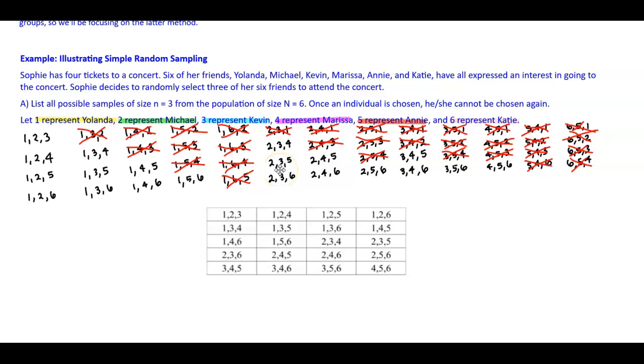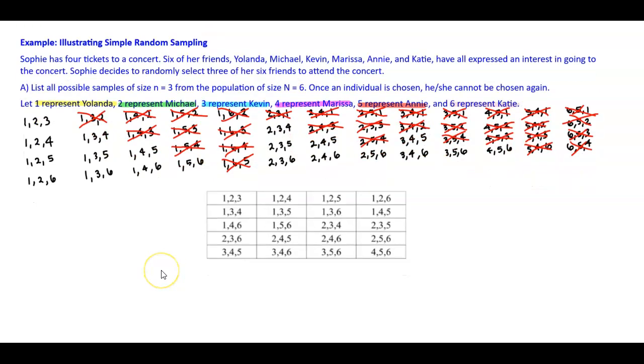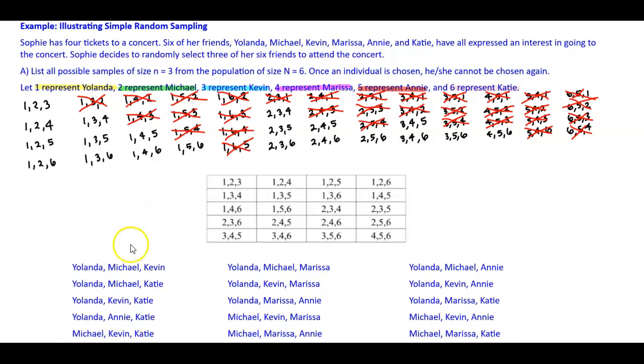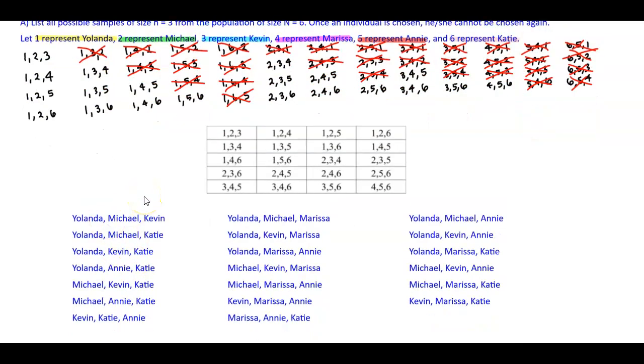And so what this means is now we can go ahead and name all the names that are associated with that. Okay, so here's our list. The first one, we have 1, 2, and 3. So if you notice here, we have Yolanda, Michael, and then Kevin. And that represents 1, 2, and 3. And then again, we have 1, 2, and 4.